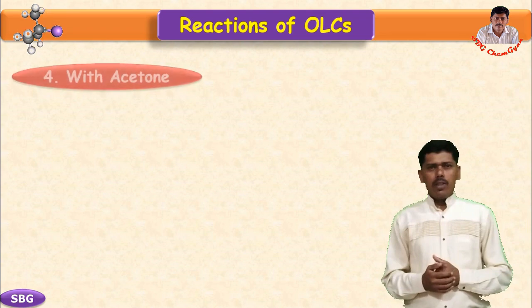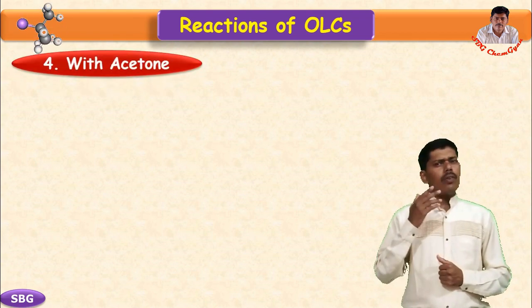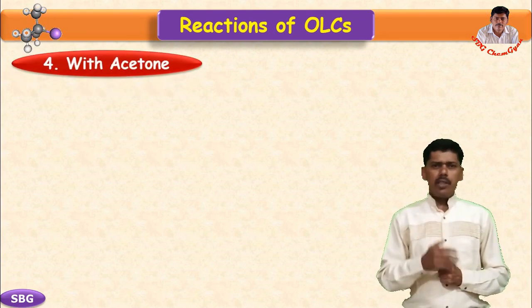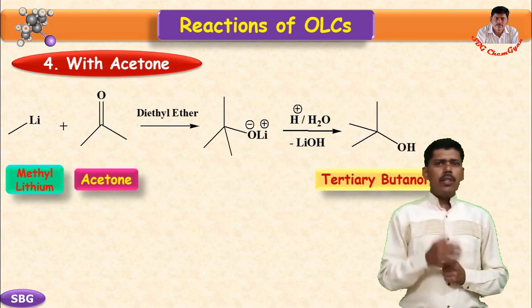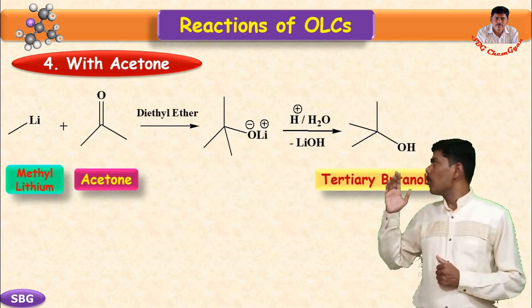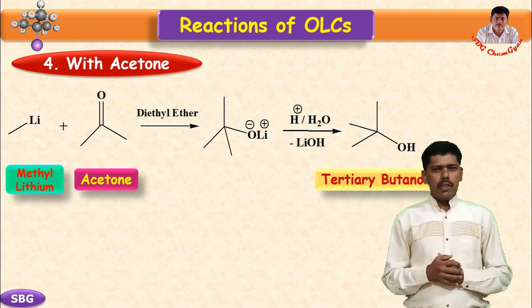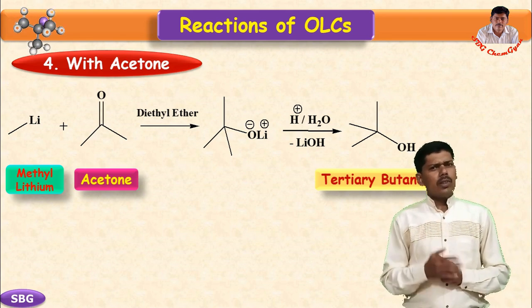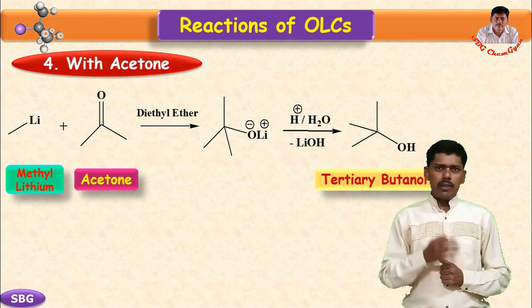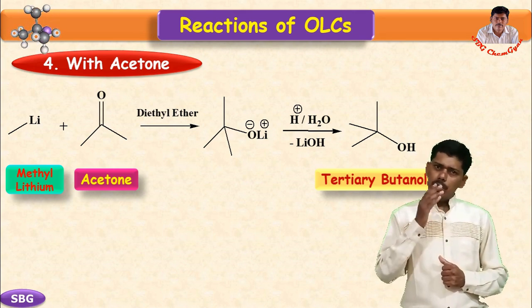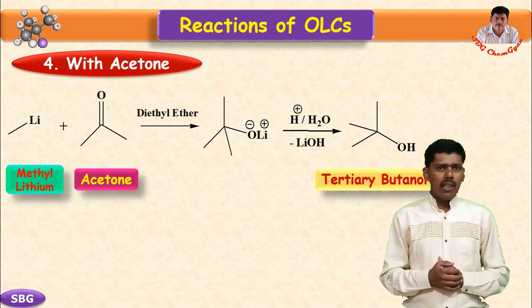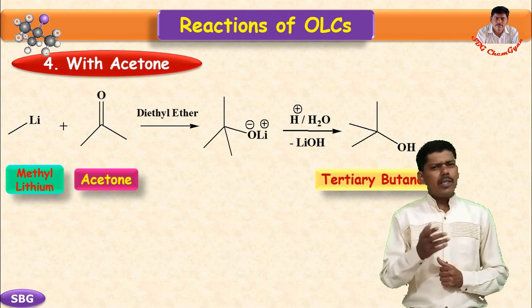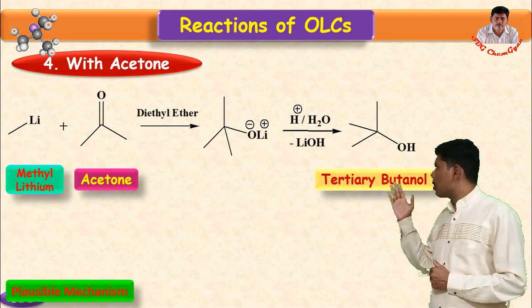In the next reaction, we are studying the reaction of organolithium compound with ketones. In this reaction, when methyl lithium reacts with acetone in diethyl ether, firstly it forms an intermediate product, that is lithium tertiary butoxide, by the attack of positively charged lithium ion. Next, acid or base hydrolysis gives tertiary butanol.